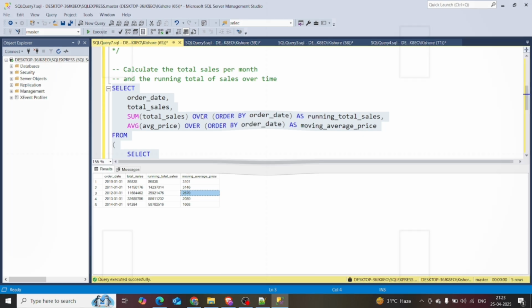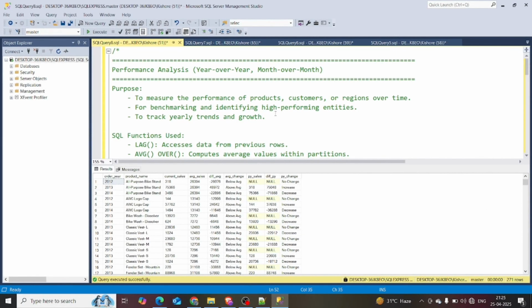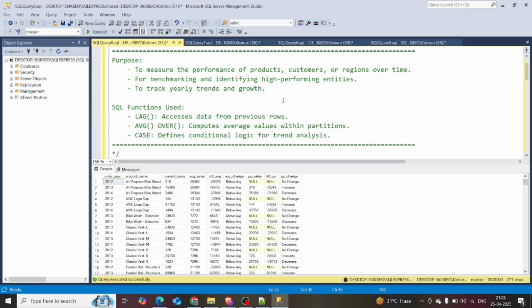Let's get into another session. In this session, we are analyzing performance analysis. It begins with year-over-year analysis and month-over-month analysis. The purpose of performance analysis is to measure the performance of products, customers, and regions over time, for benchmarking and identifying high-performing entities, to track yearly trends and growth. We are using the SQL functions LAG, AVG, and CASE.